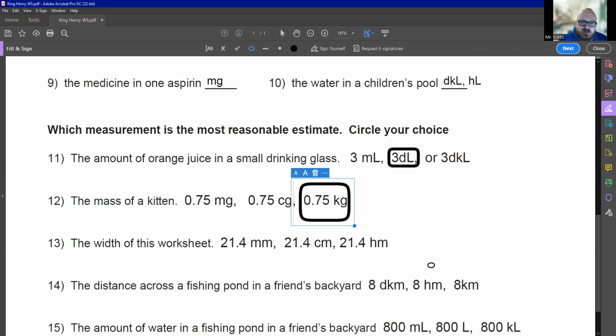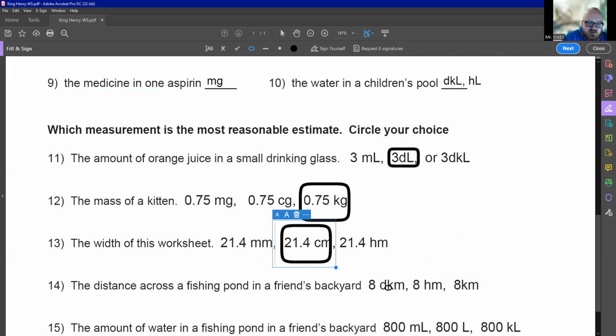But if we're talking about that in terms of units in the metric system, 21.4 millimeters, that's going to be maybe about that wide. Very, very tiny, maybe an inch or two. 10 times that is going to be 21.4 centimeters. Hey, that makes a little more sense. Also, if you remember, we talked about how hectometers is about the length of a school bus. So yeah, the worksheet's not going to be the length of 21 school buses.